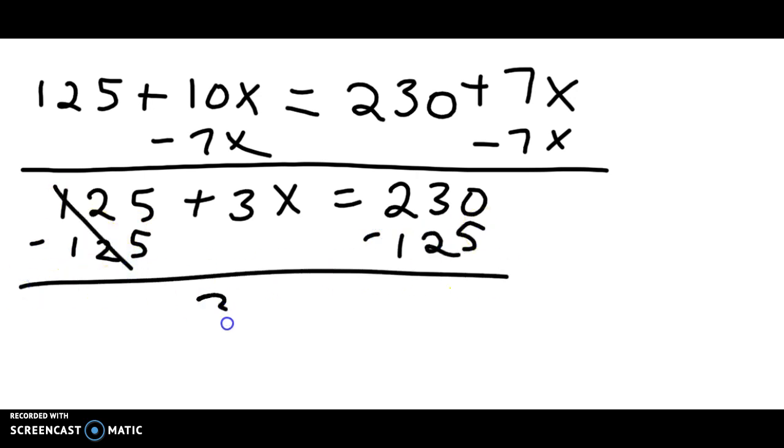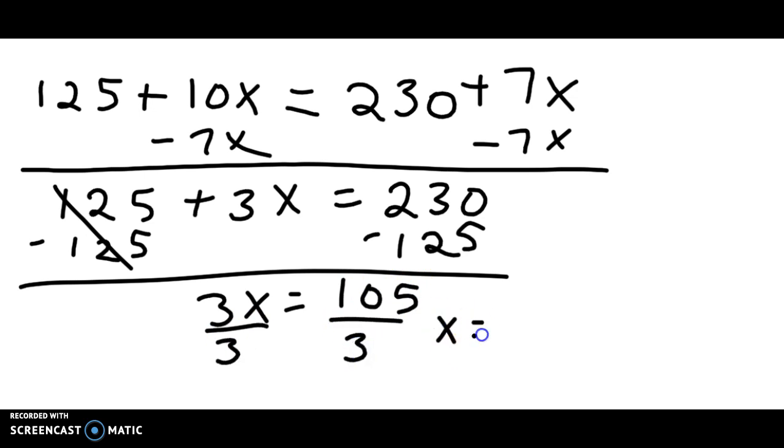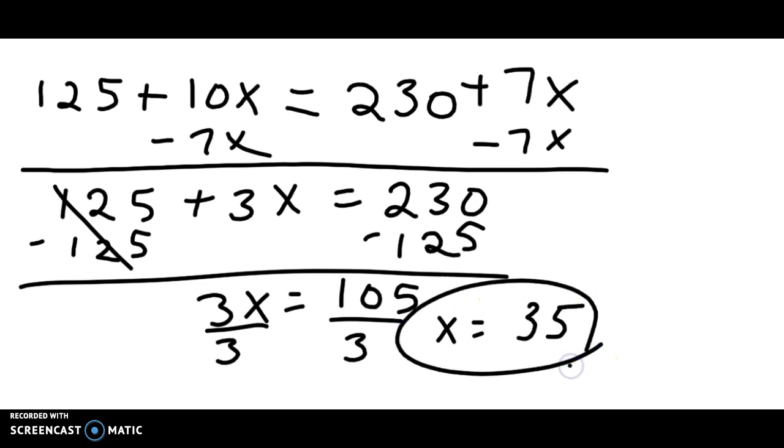Cross that out, you get 3x equals 230 minus 125 is 105. And then we're going to divide by 3. And x equals 35. And that's your answer. Okay, let's go on to number 6.